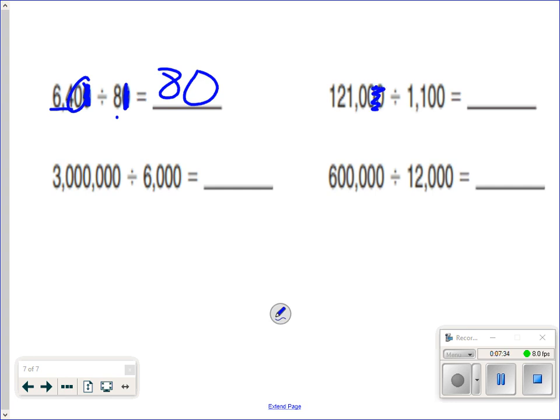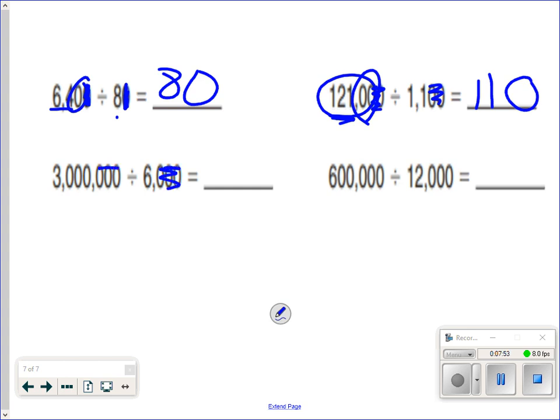Get rid of two of these zeros from each problem. So now I've got 1,210 divided by 11. How many times does 11 go into 121? It goes in 11 times, and then remember the zero. Boom. Moving on. We have 3 million divided by 6,000.